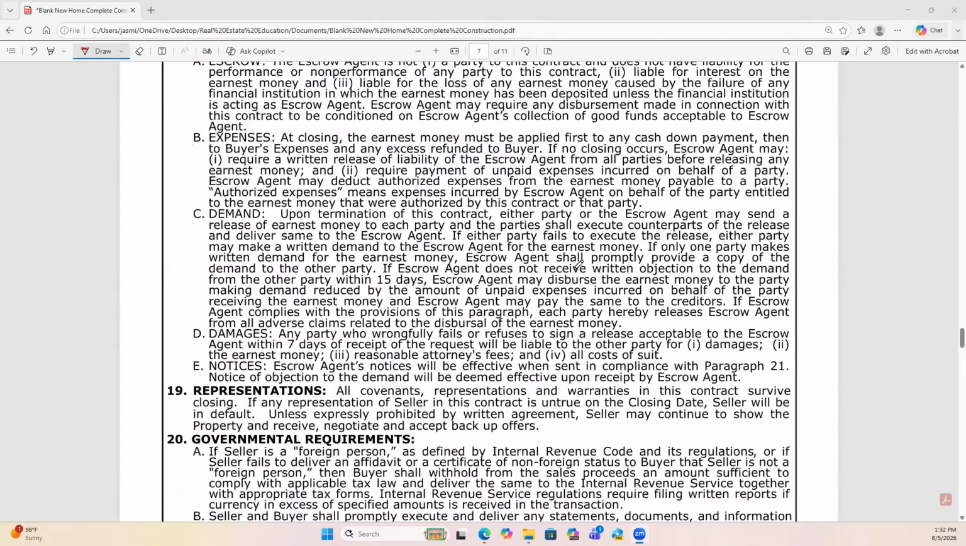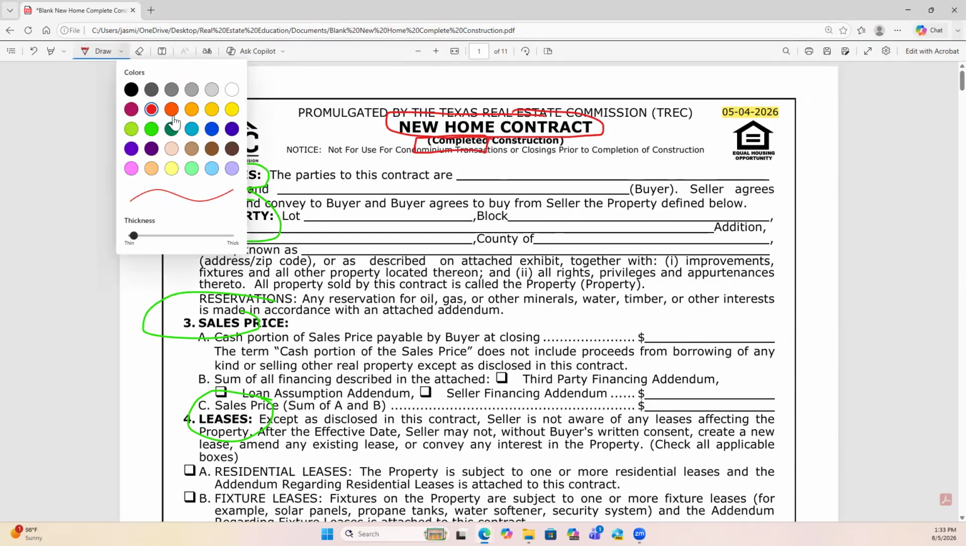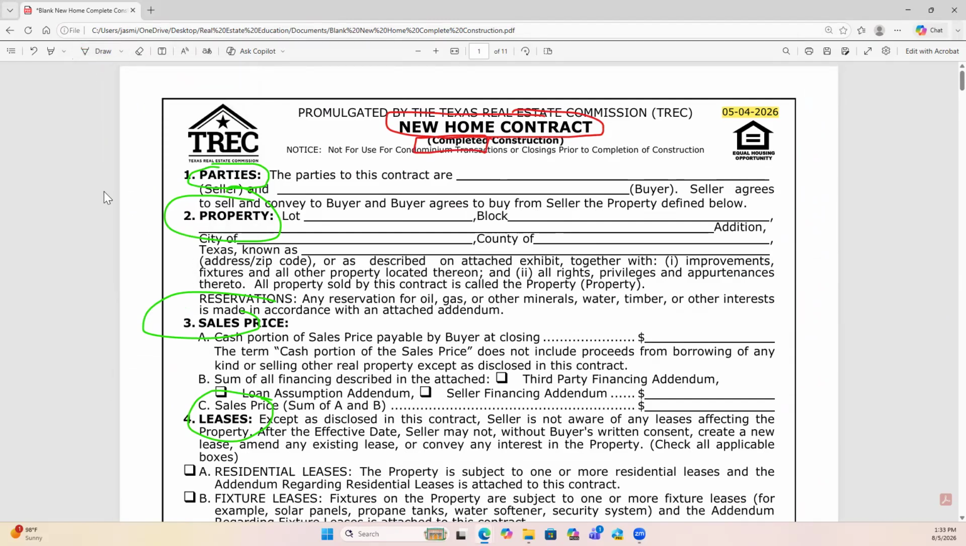The final thing that I really want to reiterate is that this is for a new home, specifically completed construction. New homes, completed construction. There's no such thing as a resale new home. That's not a thing. If it's a new home, then the construction was either just completed or it's about to be completed. It's one or the other. That means an owner, a person, did not live in it or occupy it first. If you own it, occupy it, live in it, then you're using the resale contract.